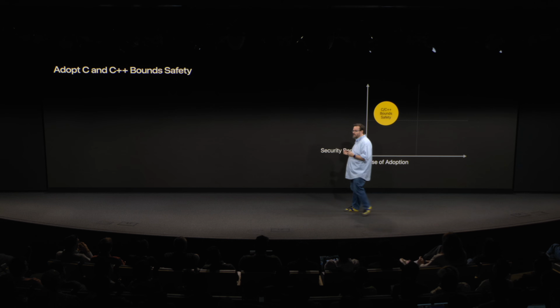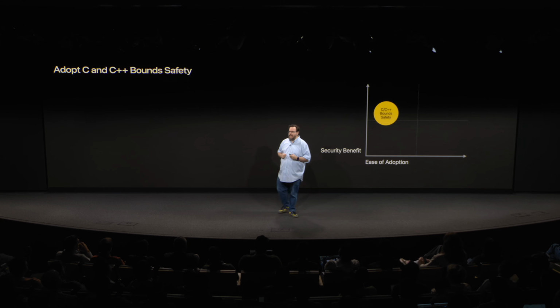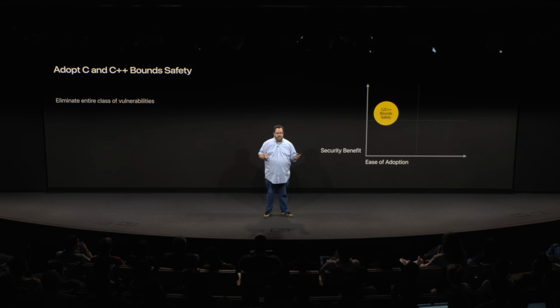Xcode's C and C++ bound safety features reside in the upper left corner of the quadrant. They provide strong guarantees, eliminating an entire class of vulnerabilities, but they do require code changes to the source. Apply them after you've already adopted whole app protections, like memory integrity enforcement, to layer in even more security for your most sensitive C and C++ code.